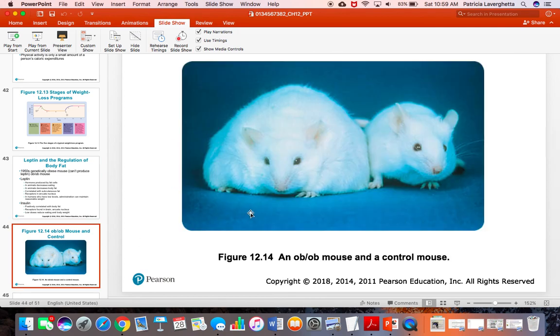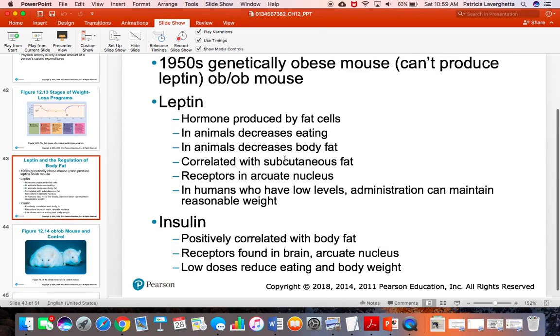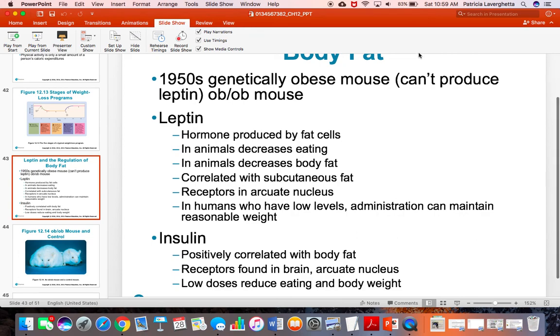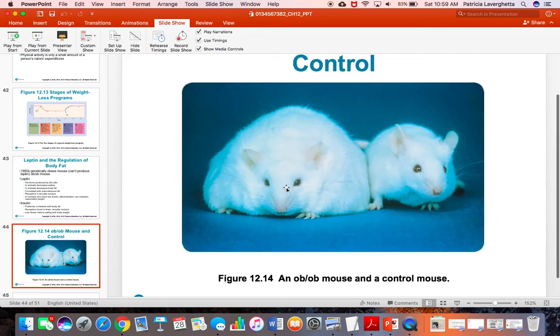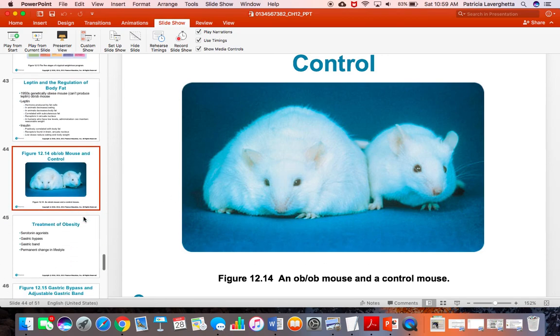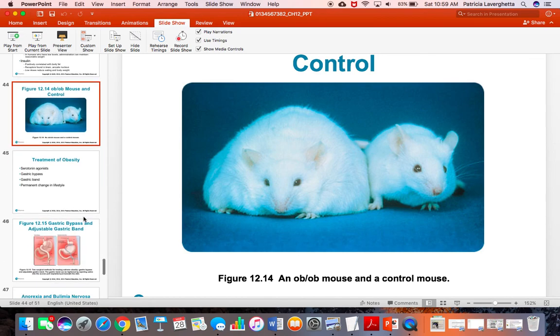You can see here, this is sort of interesting. These are genetically obese mice. They cannot produce leptin. So here you see the one on the left. That is genetically induced. This animal on the left does not produce the substance leptin, and we see it is quite a bit bigger. It looks like he's twice as wide as his friend there. So that's why we're looking into some of that.